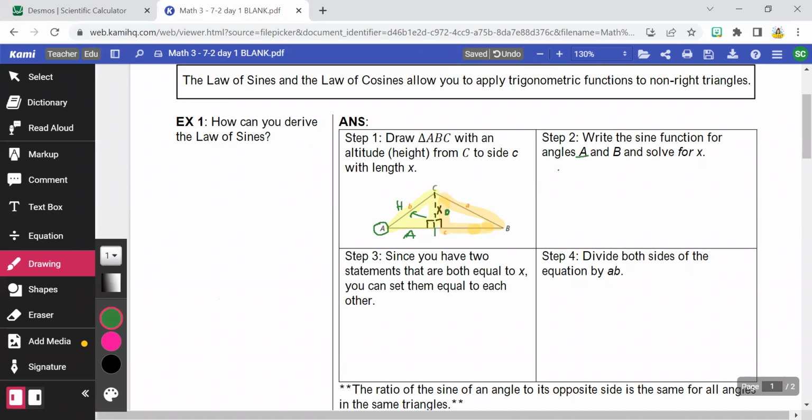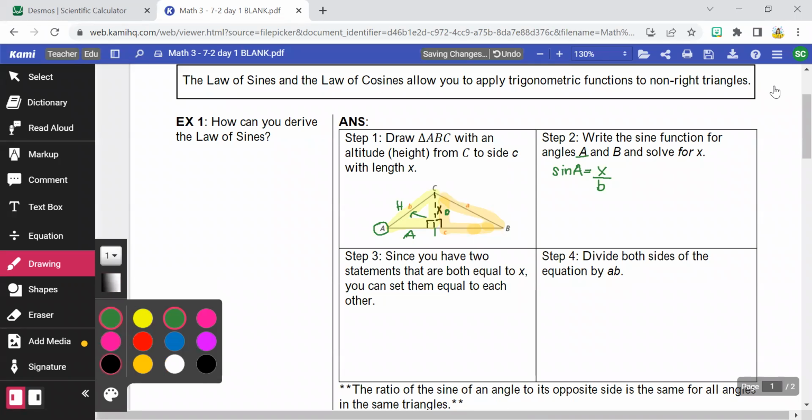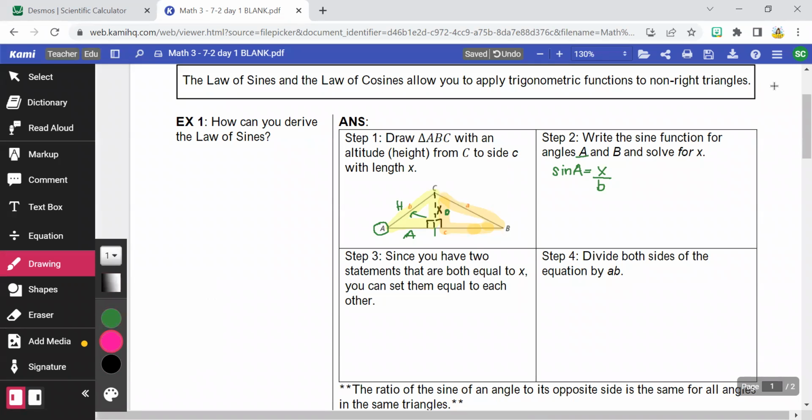So sine of A is equal to O over H, so it's equal to X over B. And they want me to solve this for X. If I need to solve for X, I would need to multiply both sides by B. So that tells me that B times sine of A is equal to X.